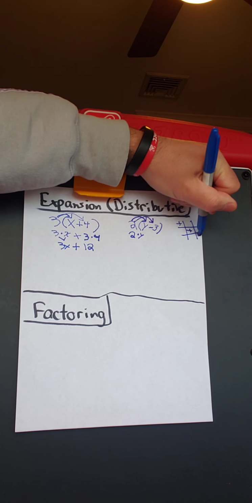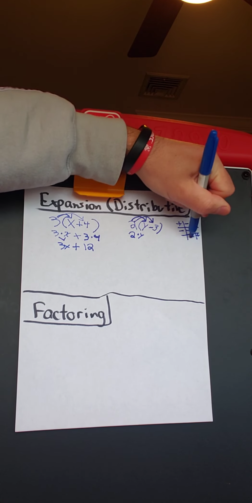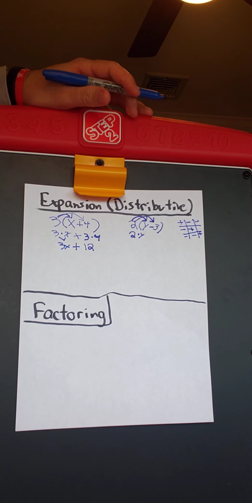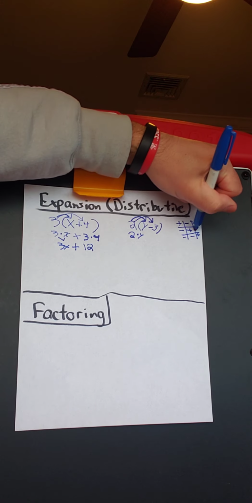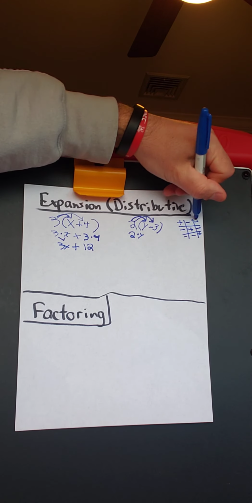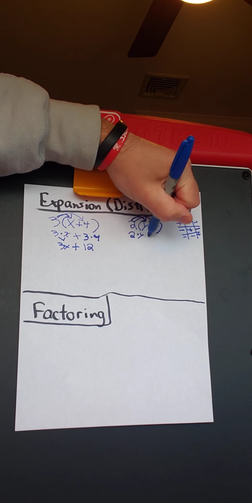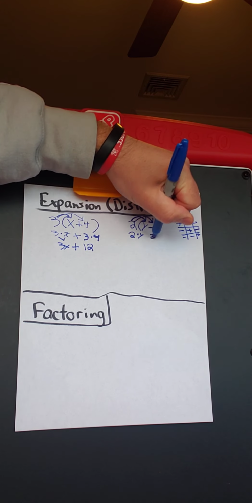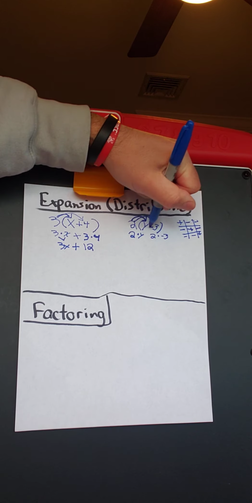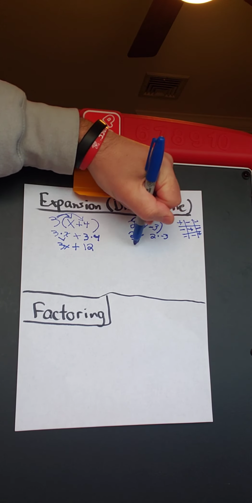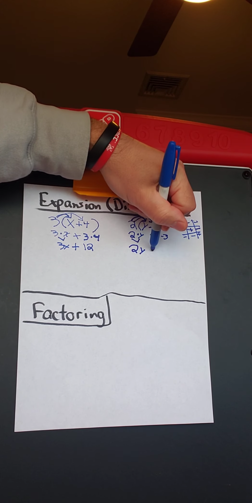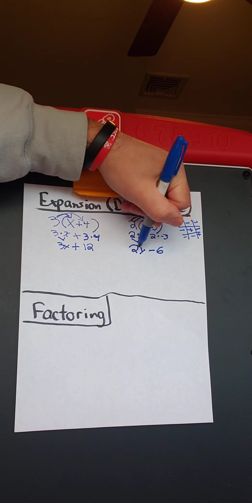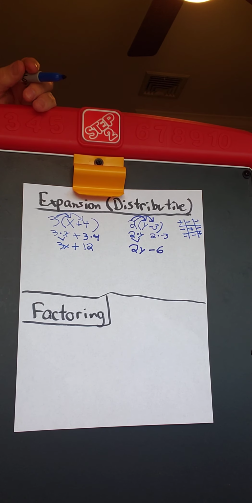So based on your tic-tac-toe board, plus, plus, plus, everything else is minus. So based on your tic-tac-toe board, a positive times a negative is a negative. So 2 times negative 3 would be your second part. 2 times y gives you 2y. 2 times negative 3 gives you negative 6. And you put them together and you get your expanded answer, 2y minus 6.